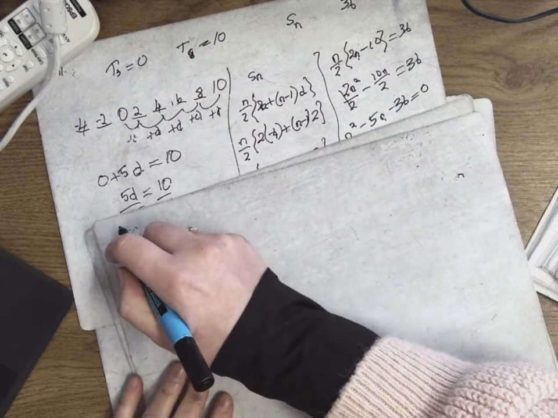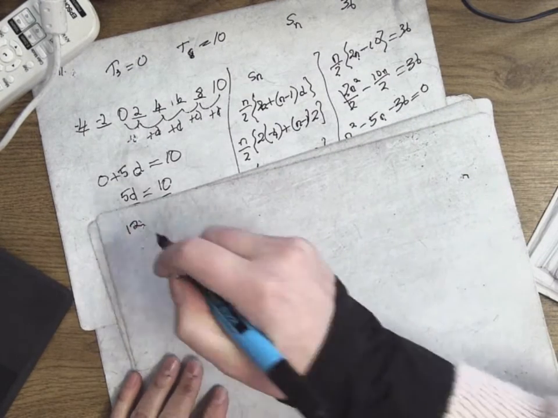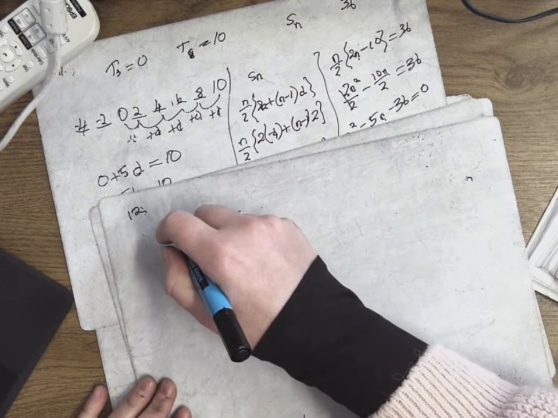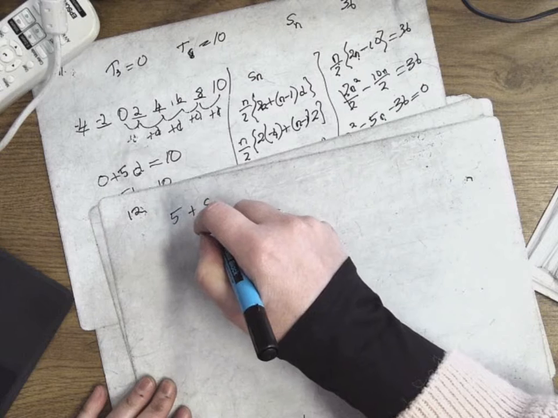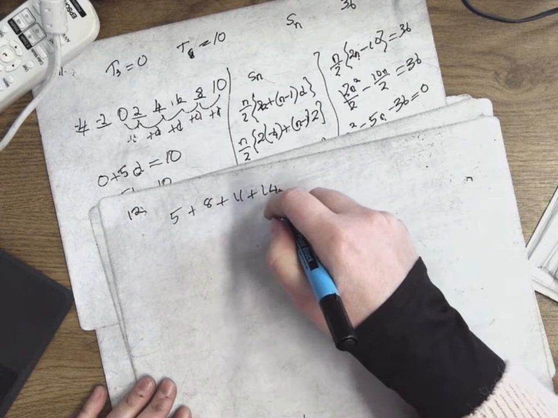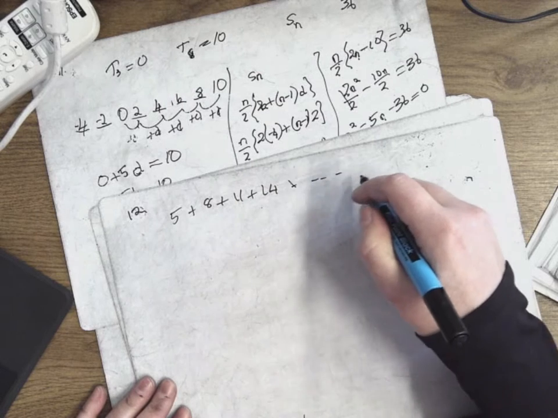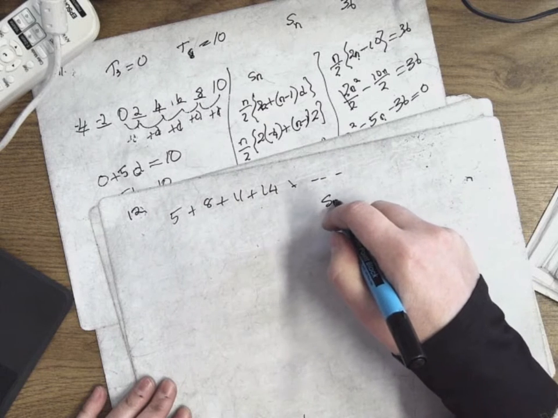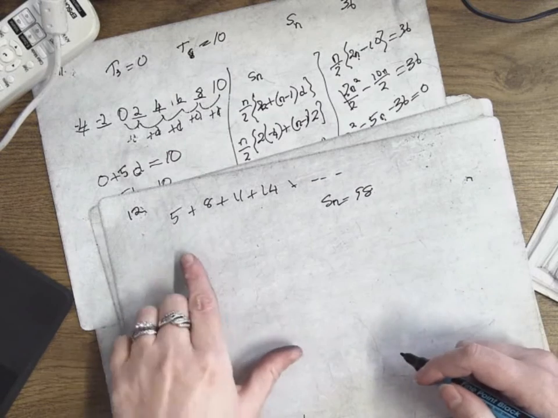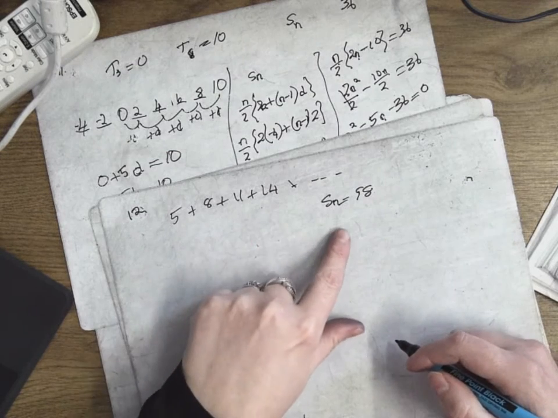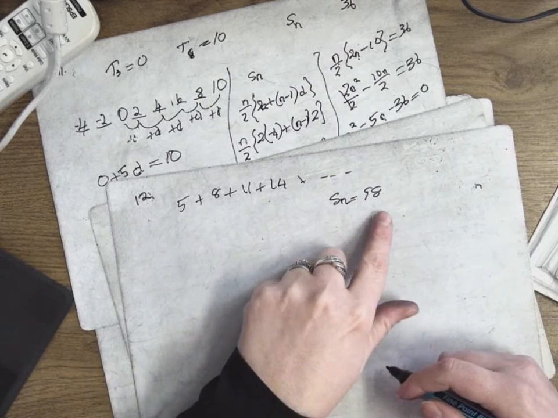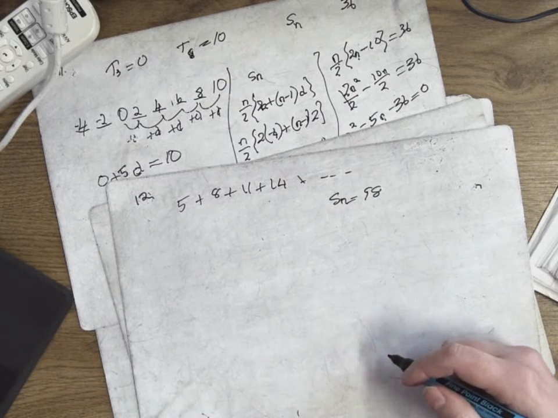So number 12. The terms of a series are 5, 8, 11, 14, plus dot dot dot. Sn equals 98. Okay, so basically you're after adding up a load of terms. You don't know how many terms you added, but you added all these terms and you got 98. So find out how many terms did you add.